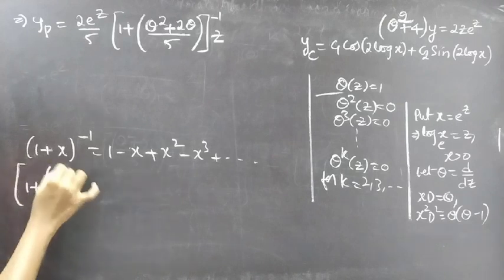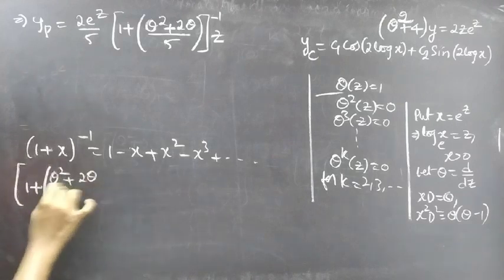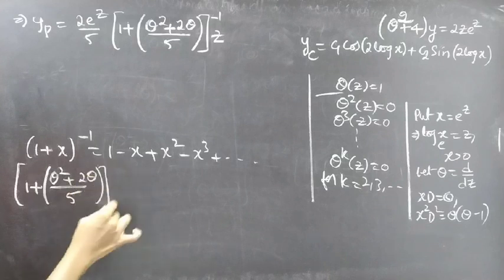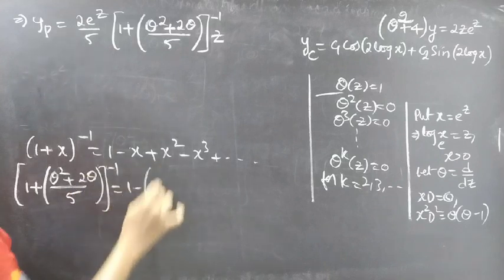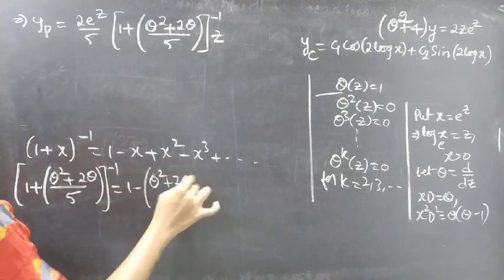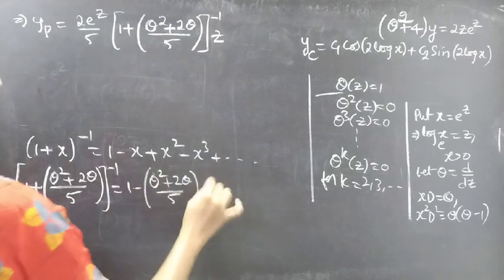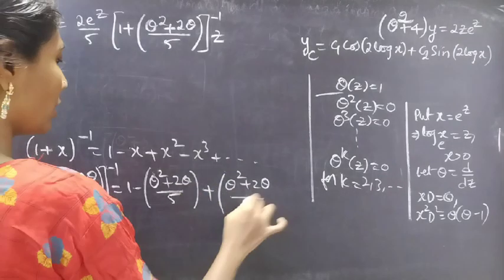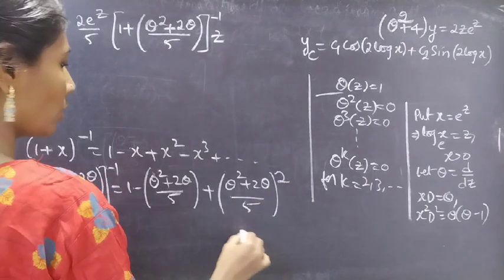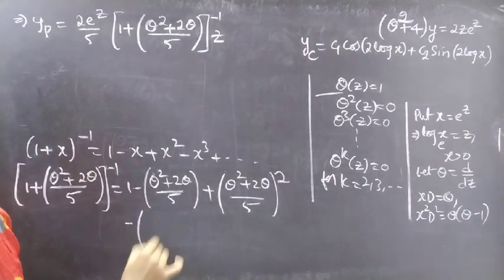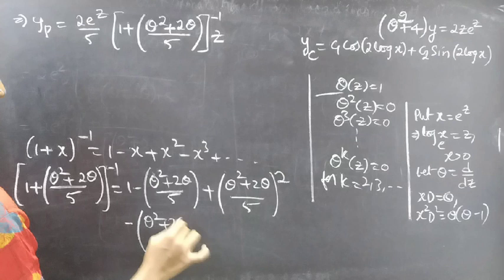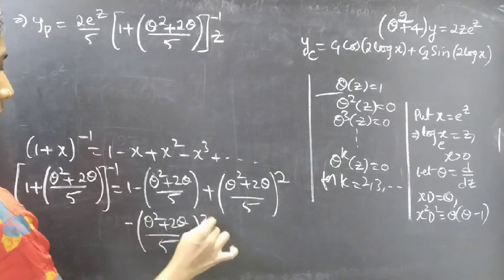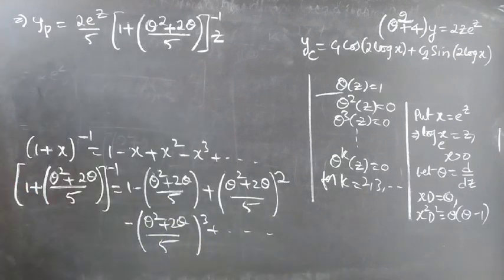1 plus theta square plus 2 theta by 5 whole inverse equals to 1 minus of theta square plus 2 theta by 5, plus theta square plus 2 theta by 5 whole square, minus theta square plus 2 theta by 5 whole cube, plus so on. Okay.